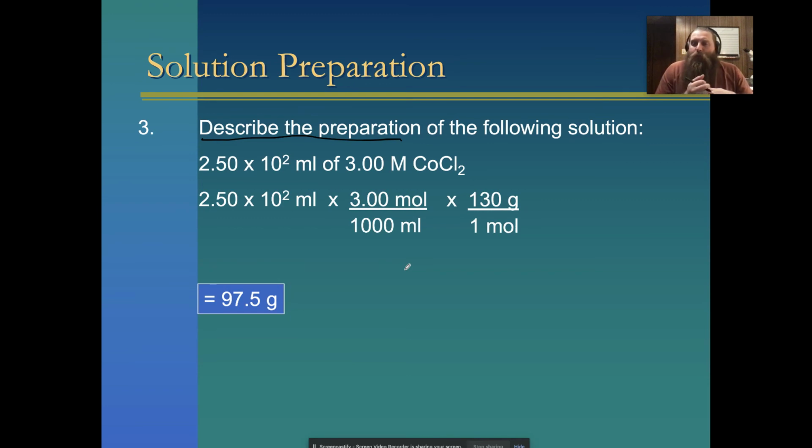So describe the preparation one more time. You take 97.5 grams of cobalt chloride and you add enough water to it to bring the solution amount to 250 milliliters in our graduated cylinder. And again, 2.5 times 10 to the 2, we move that 2 places to the right. So that would be 250 milliliters, or I could just say 0.25 liters. That's where I'm getting that number. All right, so that's molarity.